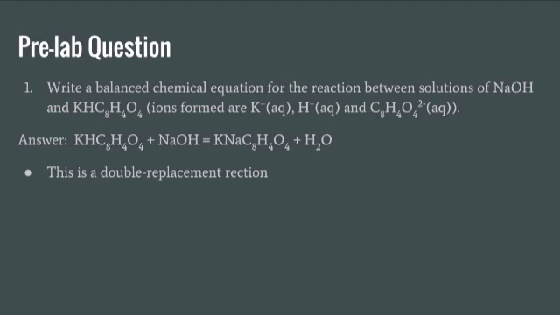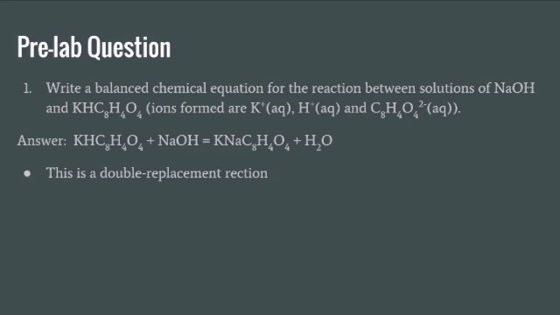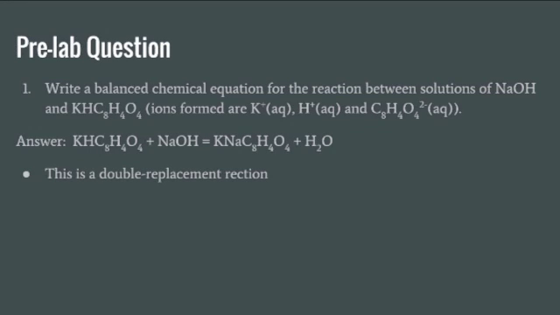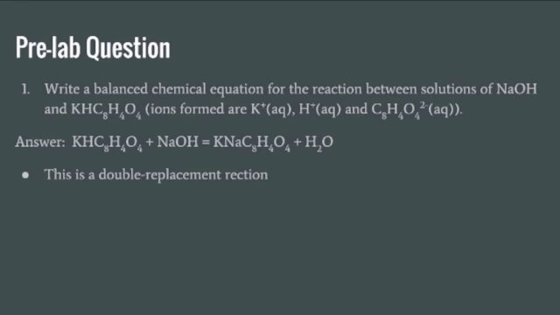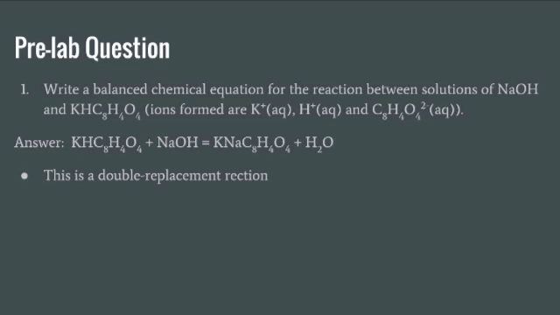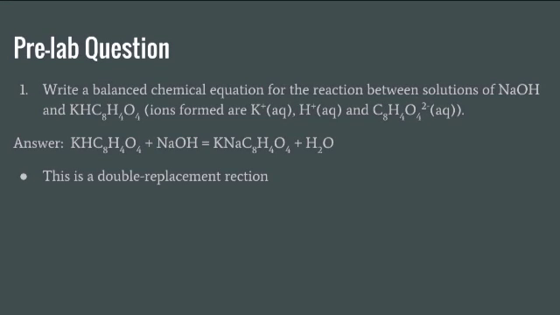So we have the acid KHC8H4O4 plus the base, which is sodium hydroxide, and these react to form the products salt and water because, as we know, acids and bases form salt and water. So this is a double replacement reaction. We have KNaC8H4O4 plus water as our products.